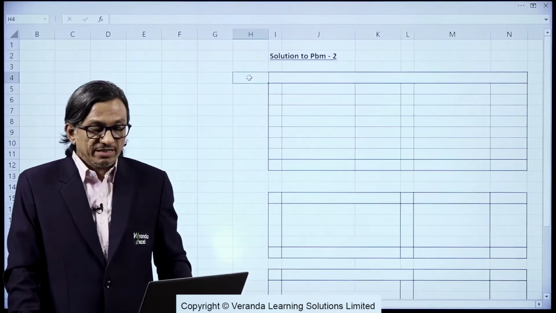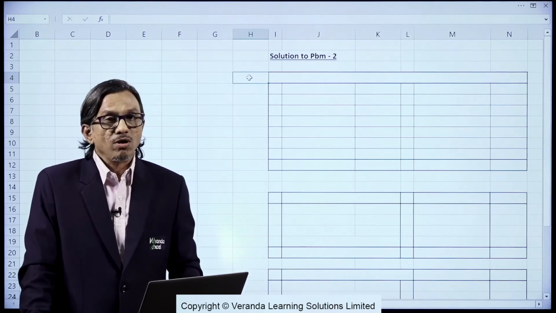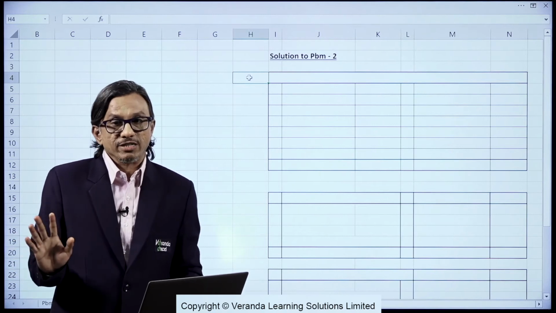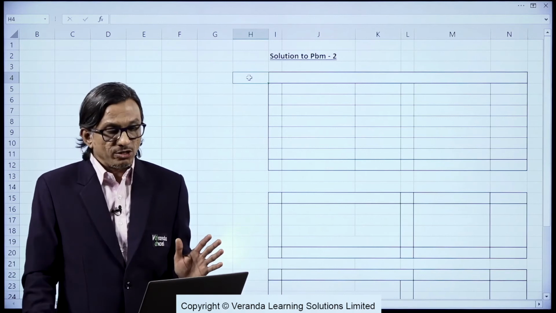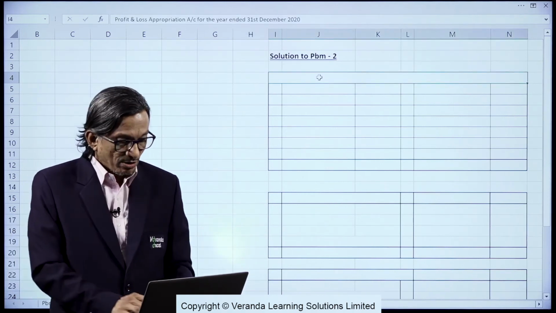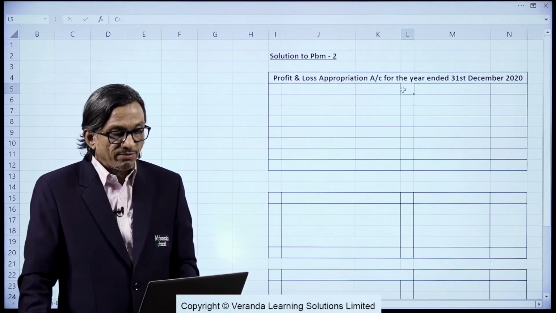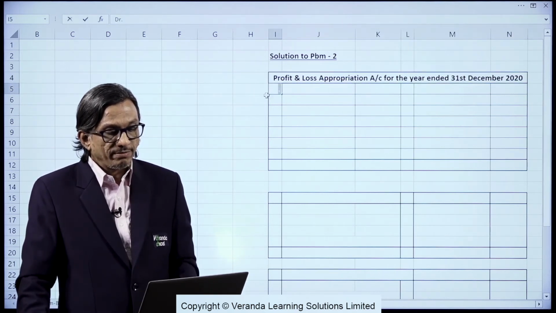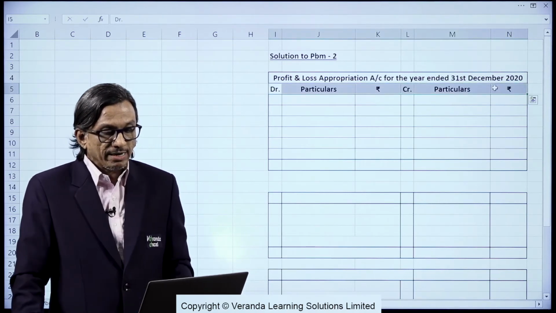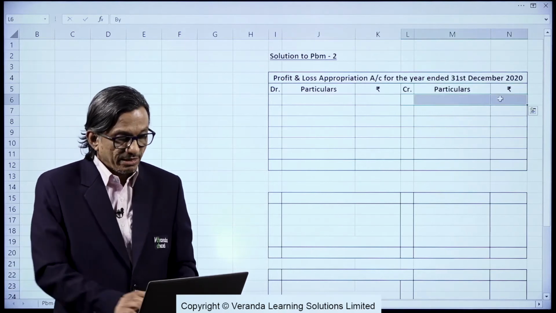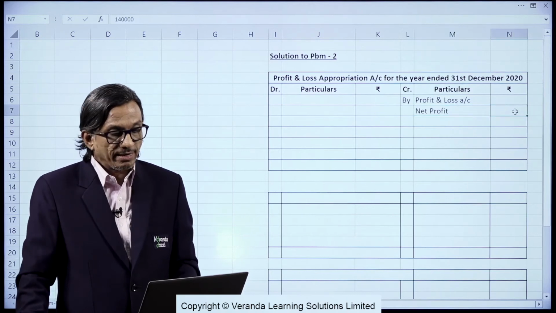Yes, friends, let us see how to solve problem number 2. As I told you in the question, small complexities are there. It's just a calculation problem. Accounting, absolutely simple. We are asked to show how the profits are distributed. For that purpose, we have to open P&L appropriation account and we have to start with the profit for the year. That's all. So what is the profit for the year given in the problem? That is a starting point. It is given as 1,40,000.